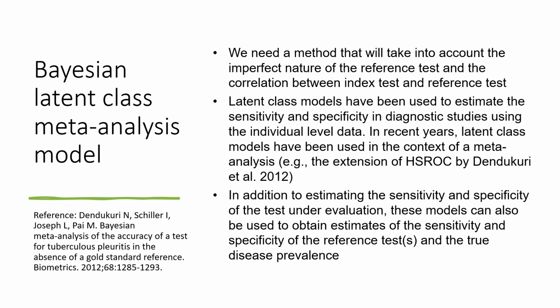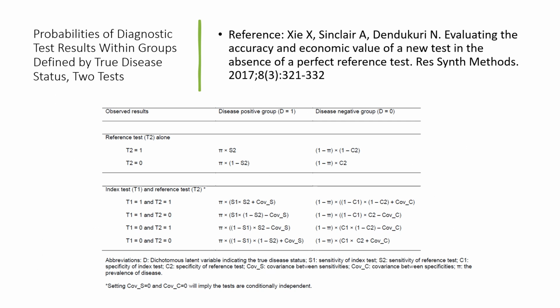Dendukuri and colleagues extended the HSROC model and developed a Bayesian latent class meta-analysis model in the absence of a perfect reference test. This model can adjust the imperfect reference tests and the conditional dependence between tests. In addition to estimating the sensitivity and specificity of the test under evaluation, these models can also be used to obtain estimates of the sensitivity and specificity of the reference tests, the magnitude of conditional dependence, and the true disease prevalence. This slide presents the conditional probabilities of two diagnostic test results within groups by true disease status, incorporating the conditional dependence. The values of 0 for the covariance indicate conditional independence, which is a special case of conditional dependence.